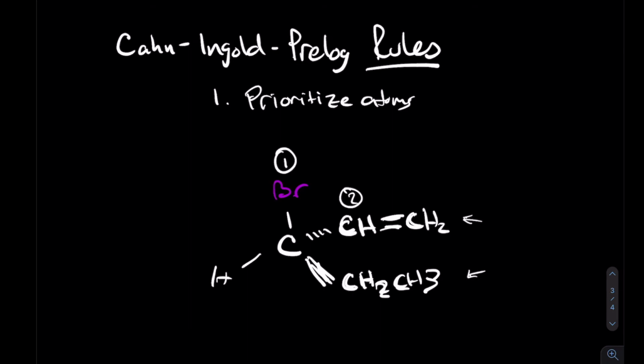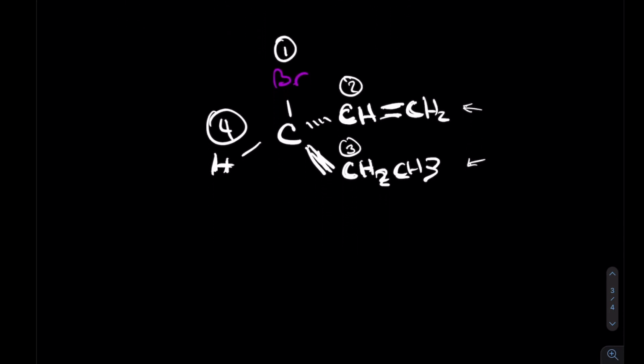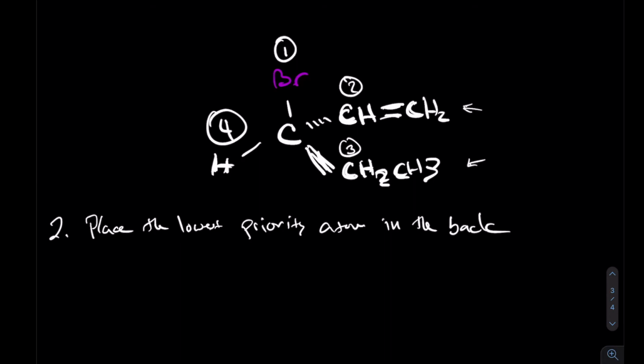That becomes 2. All right. And then the follow-up, because this is very close, that has to be the 3rd priority. And then hydrogen is the smallest, and so that becomes priority number 4. All right. And once you have those prioritized, once we get the priority straight, then the second step is place the lowest priority atom in the back.